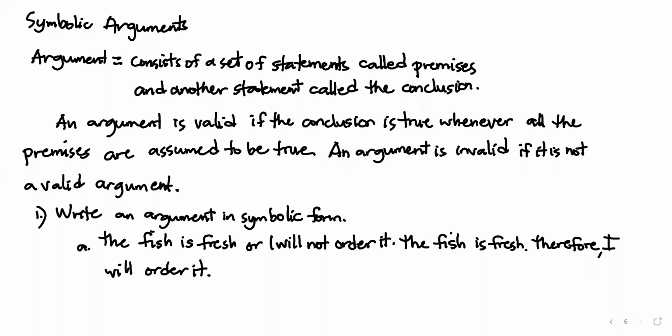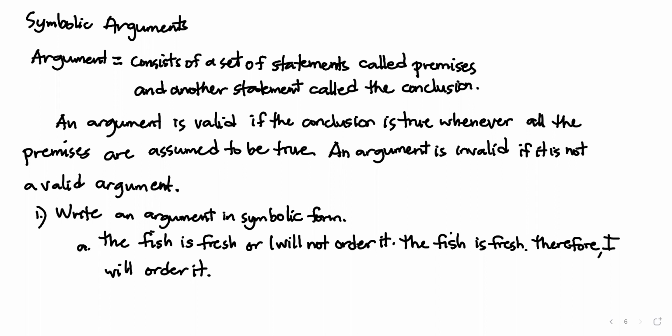All right, so in this topic class, we're going to consider different methods of analyzing arguments to determine whether they are valid or invalid. So let's define what we mean by argument. An argument consists of a set of statements called premises and another statement called the conclusion. An argument is valid if the conclusion is true whenever all the premises are assumed to be true. An argument is invalid if it is not a valid argument.